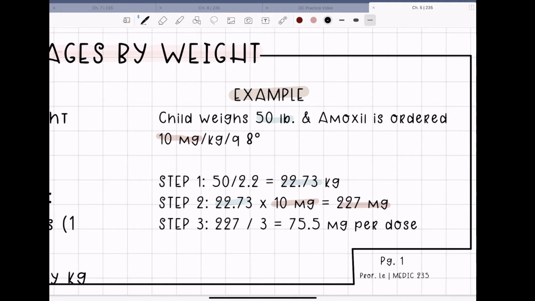Oh, I said that backwards, guys. That's going to give us 227 milligrams per 24 hours. That's what it is. And then the next step is to divide that by 3 because we are doing every 8 hours here. And so 227 needs to be divided by 3 because 24 divided by 3 is 8. So you would dose this out to this kid every 8 hours, and that would be 3 times in a 24-hour period. So 227 divided by 3 is going to be 75.5 milligrams per dose.